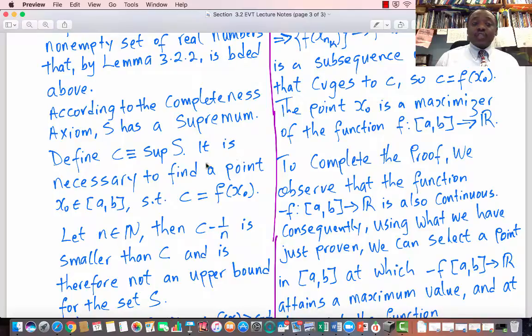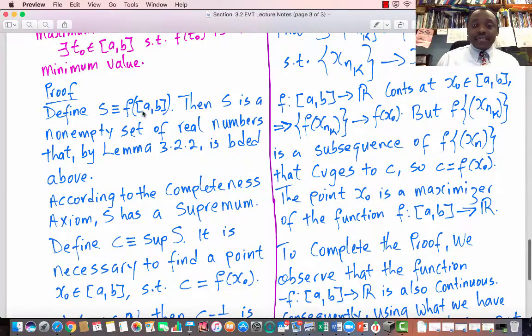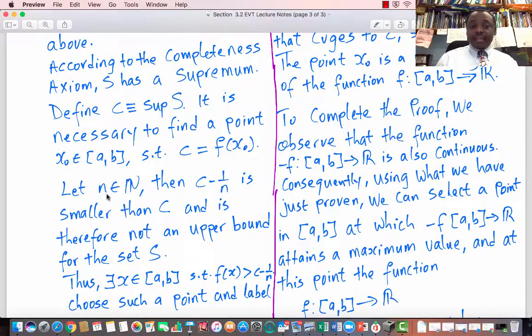What we want to do is to find a point x0 in [a, b] such that C equals f of x0. This point will be the maximum value in S, and remember S is the image set. If that happens, then we would simply say that f of x0 is the maximum value in f of the closed bounded interval [a, b], and that would mean that f of x0 is the maximum value that f attains on the closed bounded interval [a, b]. So that is our goal. We have to show that there exists an x0 such that f of x0 is the supremum of S, which is C.